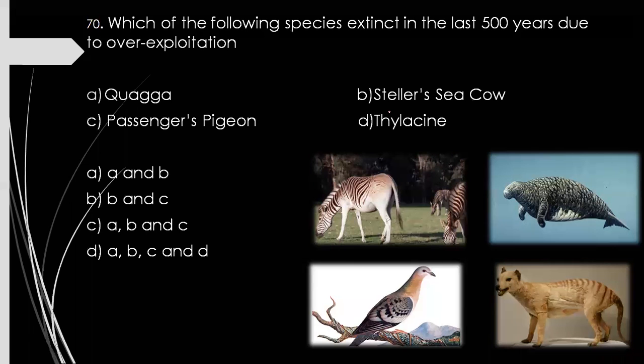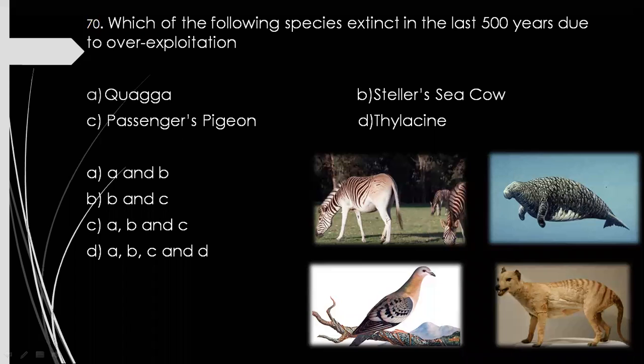First one is quagga. Quagga is nothing but the zebra family. See the pictures carefully. These are the extinct species. Next, coming to Steller's sea cow. Yes, this is Steller's sea cow. Then the third one is passenger pigeon. And the fourth one, D, is thylacine. Everyone saw it? Yes or no? B and C, I think.